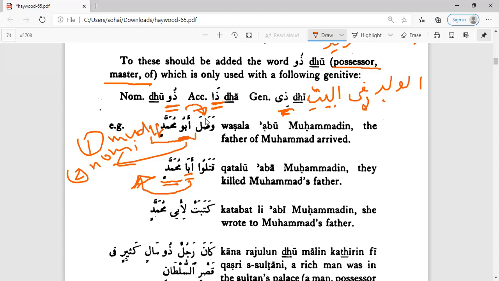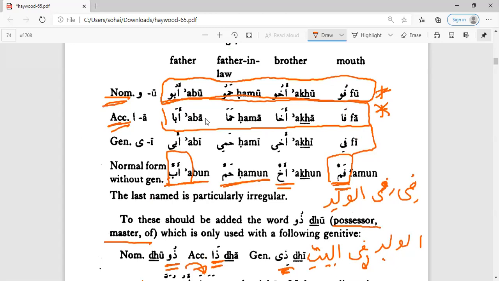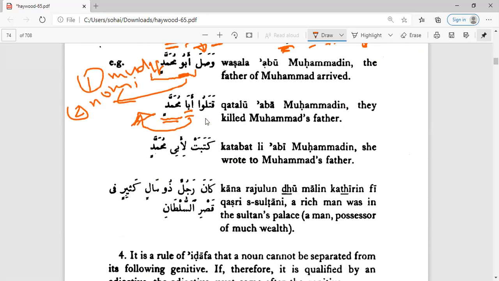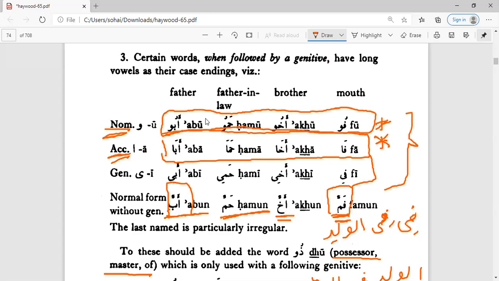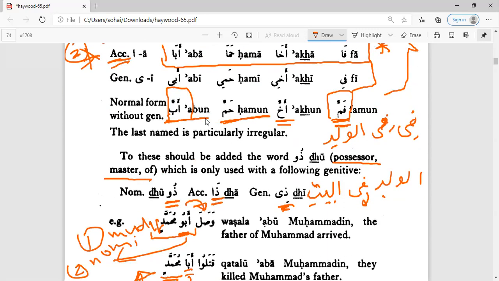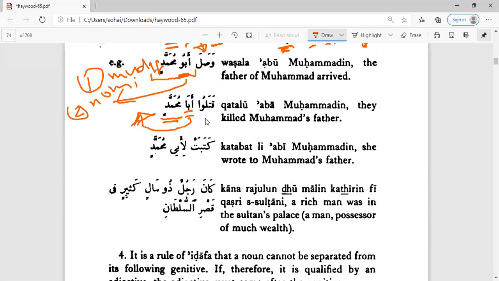So again, these rules apply only when the word comes as mudaf. We determined that this is mudaf because Muhammad is mudaf alayhi, and secondly, it's accusative, so it becomes Aba. That's what we applied here. The first one we applied this, the second question we applied this. So Qatalu Aba Muhammadin. They killed Muhammad's father.